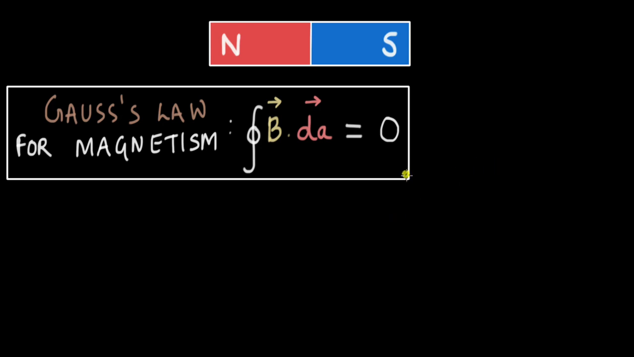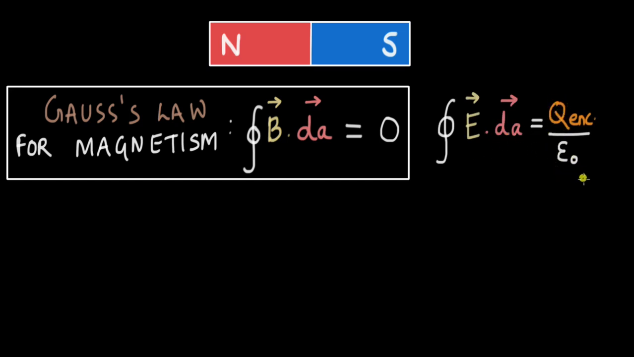Now, if we compare Gauss's law for magnetism with Gauss's law for electricity, we can see a noticeable difference. We can see that there is something on the right hand side for Gauss's law of electricity. And that is because there is a monopole of electric charge. You can see a single positive charge and a single negative charge. But we can never see a single north pole and a single south pole. So therefore you see a 0 over here.